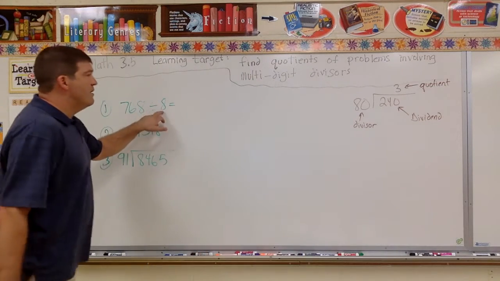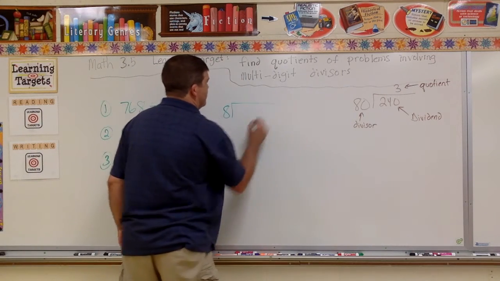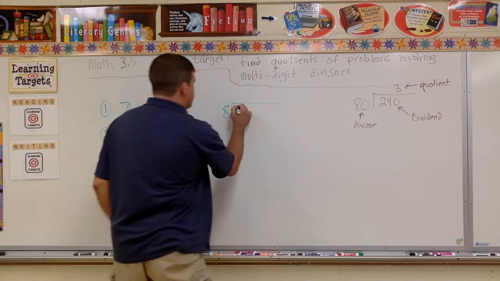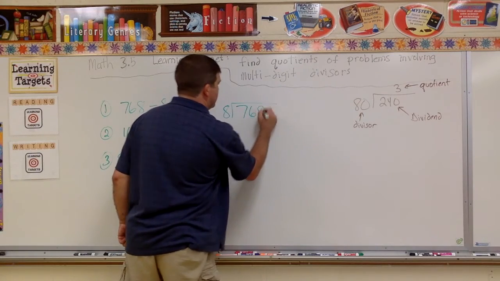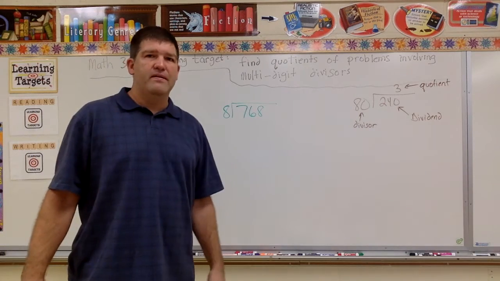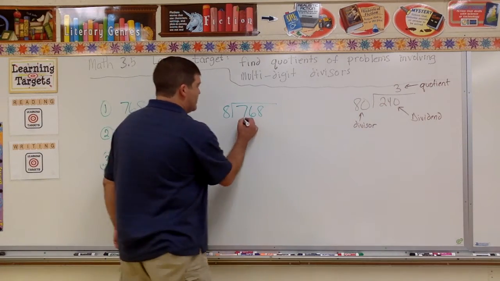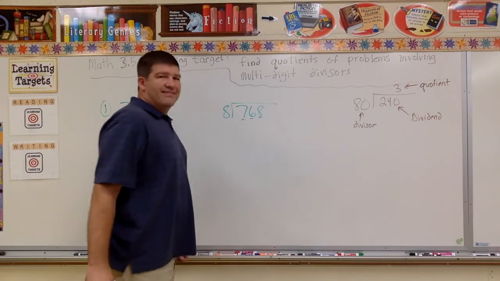So here, this is my divisor, 8. My dividend is 768. My quotient is what's going to be up here. I don't know what it is. Okay, so here is where you really need to make sure you're keeping things in line.